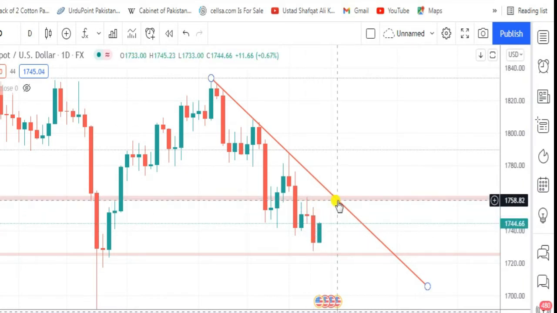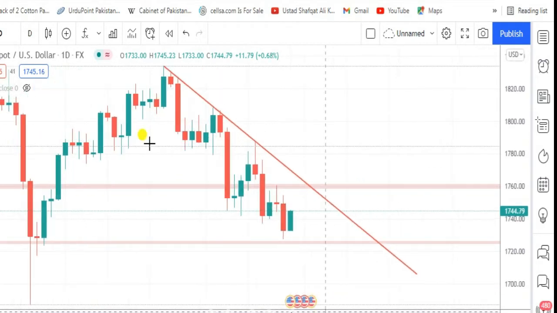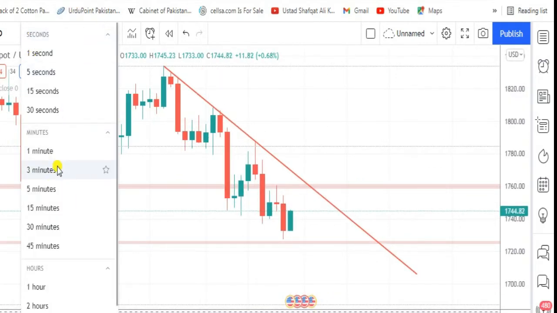So we would only look for a buy trade whenever the market breaks this area, 1758 till 1760. Then we look for a buy trade on that technical basis. Fundamentally, there are also major news events, so we would look out there too. Yesterday we were entering buy trades. So why were we entering buy trades?